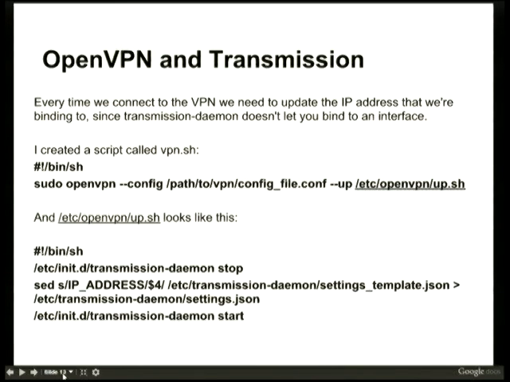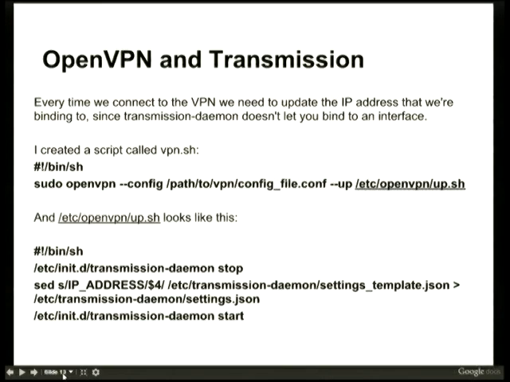And then you'll notice there at the end I'm running an up script, so that's the script that runs when the VPN connects. And when OpenVPN calls that script, it passes it some parameters, and one of those parameters is the IP address you got, because it's dynamic. So I wrote another little script here called up.sh, and it stops the transmission service, replaces the word IP_address with the IP address that I got from my VPN provider, and then saves that to the settings file that transmission is actually pointed to, and restarts the daemon.